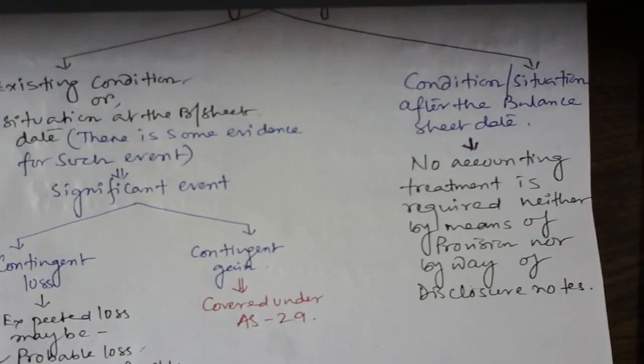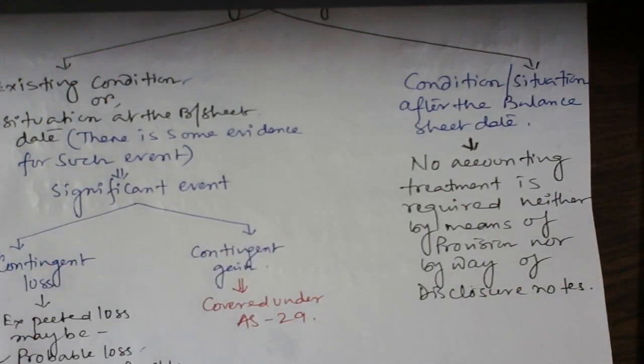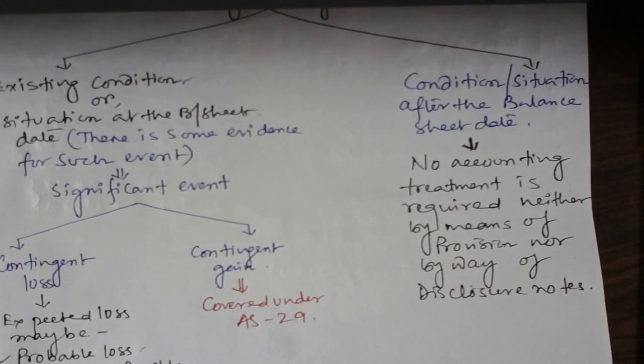Please don't confuse with the two words. Occurring after the balance sheet date means situation happened after the balance sheet date, and condition before balance sheet date or at the balance sheet date means condition already pre-existing at the balance sheet date. ठीक है? दोनों के पीछे बहुत डिफरेंस है गाइस. हाँ, प्लीज डोंट मेक इट कंफ्यूज्ड एट ऑल.